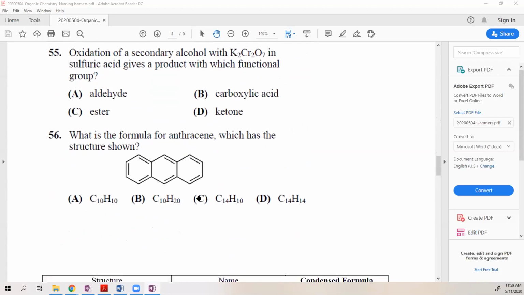I'm trying to think if there's any other good one to go through. Let's just do 56 as our last one. Let's see how we do with this one. And so we're trying to find the formula for this compound. So we're looking for the molecular formula CH.